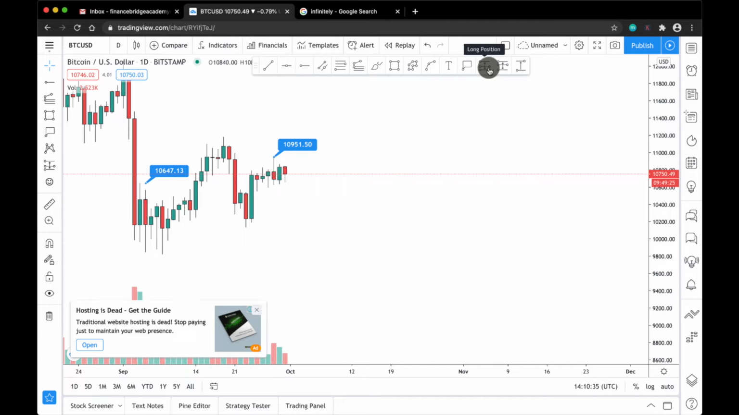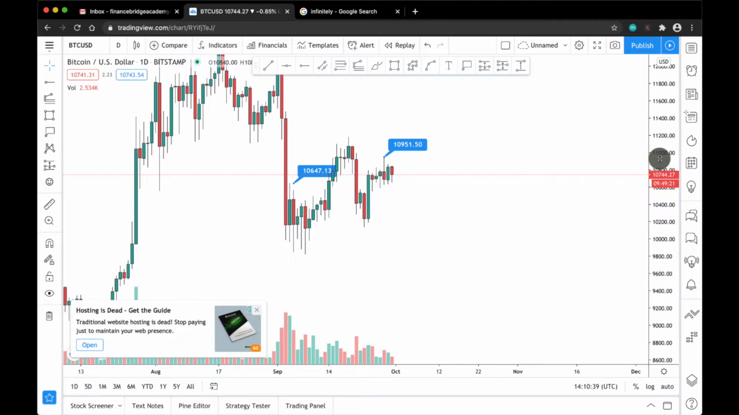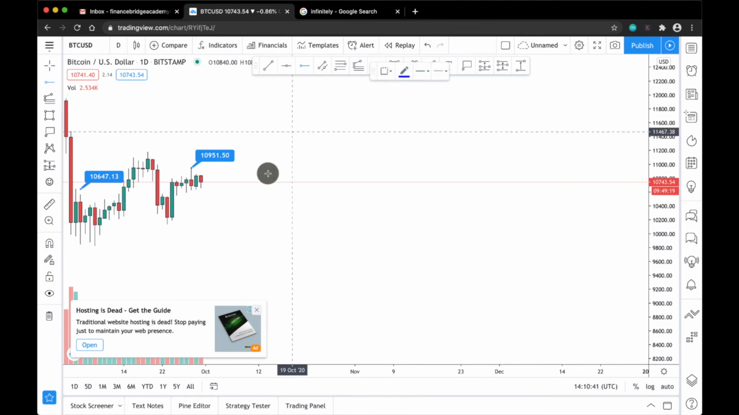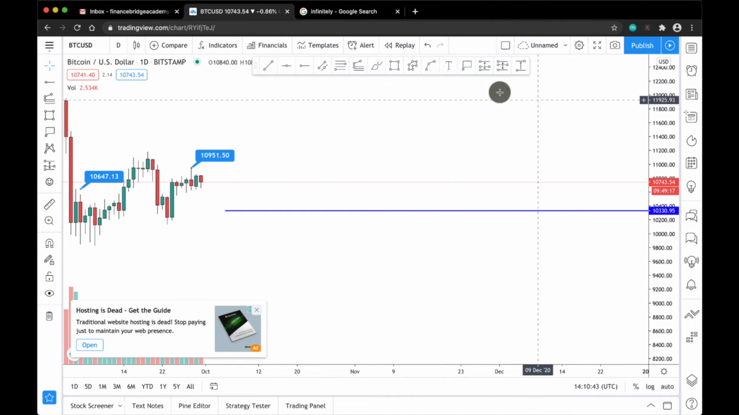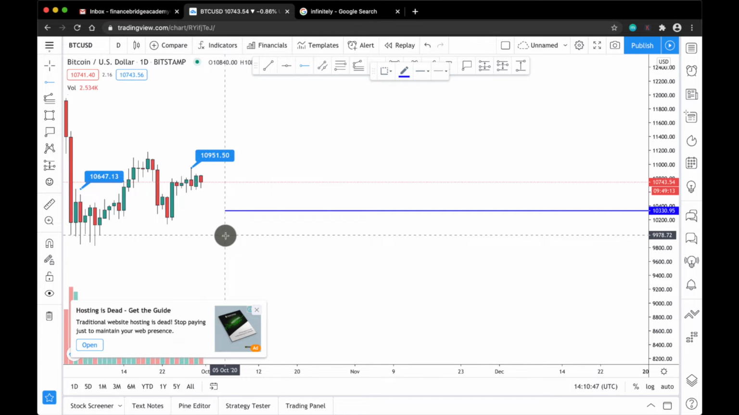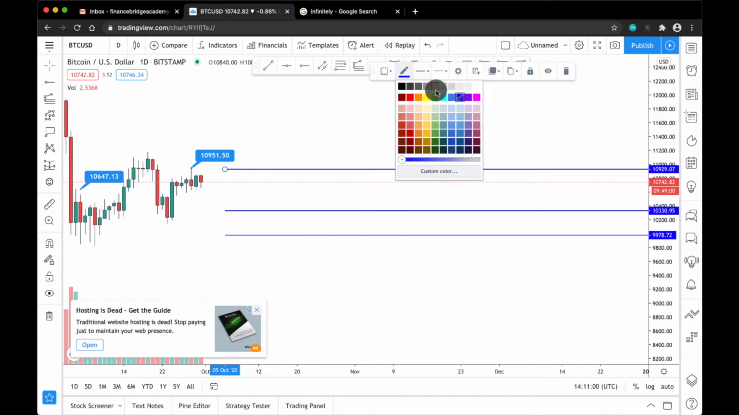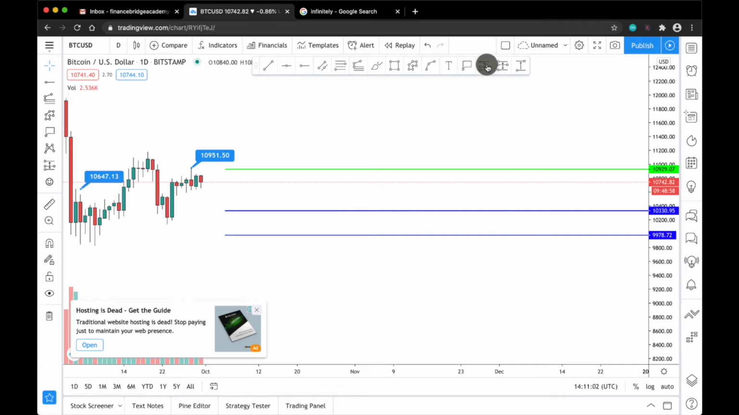This is for calculating your risk reward level. Do you understand? So let's say I'm entering a trade here, a long trade. Let's say my stop loss is here, and maybe my take profit is here. Let's use a green line for that take profit. Now I'm going to be using my long position because I'm buying.